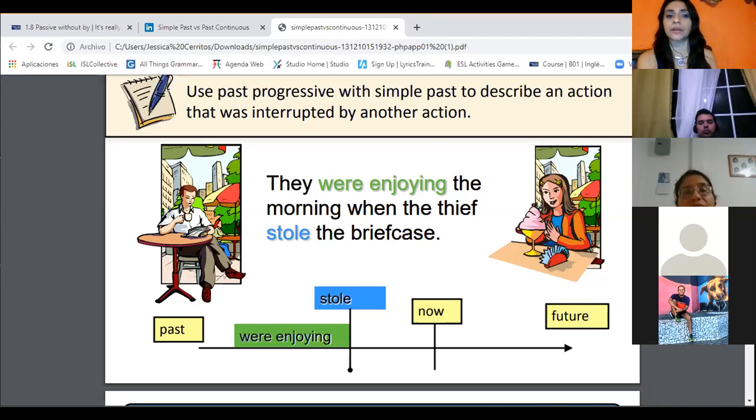Okay? Yes? All right. No more questions? All right. So we say, use past progressive or past continuous. It's the same. With simple past to describe an action that was interrupted by another action. Okay? So this is when we join those two tenses together. Look, listen to this example. It says they were enjoying the morning, past continuous, when the thief stole the briefcase. Stole is the simple past.